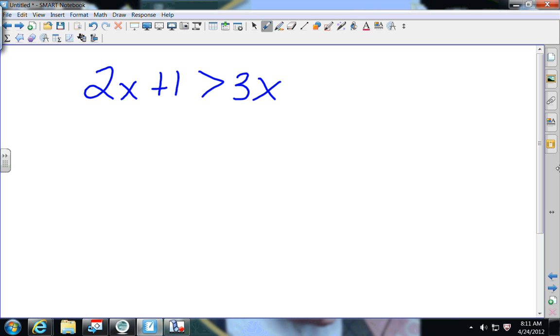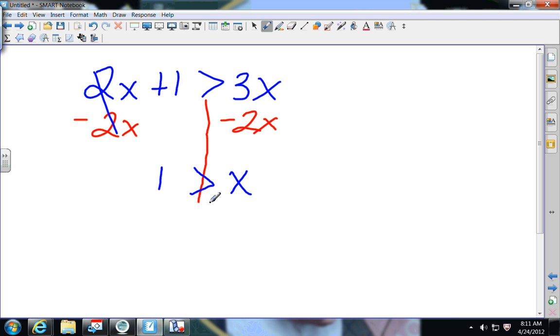First off, if I wanted just to get the x's to the same side, one way you could do this is you could subtract 2x from each side. When you do that, these cancel and I get 1 is greater than 3x minus 2x is 1x. Well, that's great, but if you wanted to graph it, this may be more difficult to figure out which way. So I can also flip it over and rewrite it as x. Now look at the arrow. The tip of the arrow is pointing towards the x, right? So let's point it towards the x when we flip it over, and these mean the same thing.